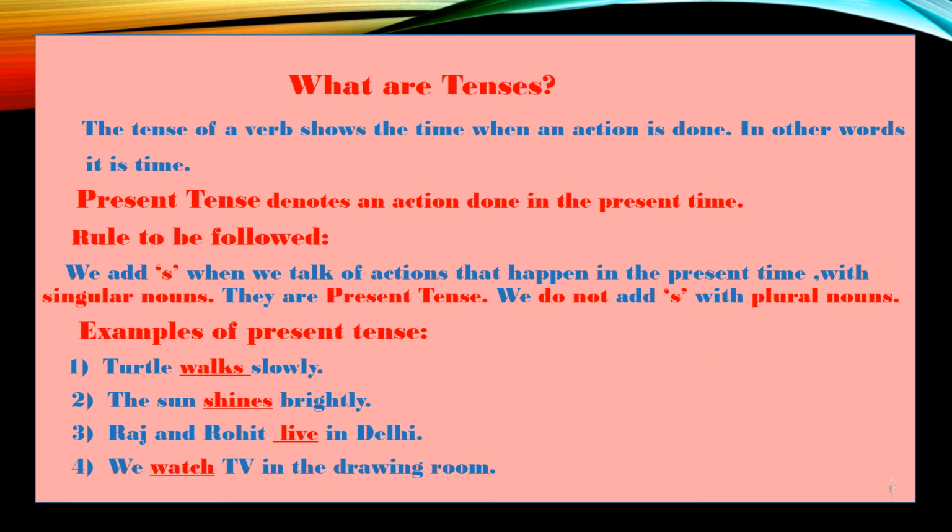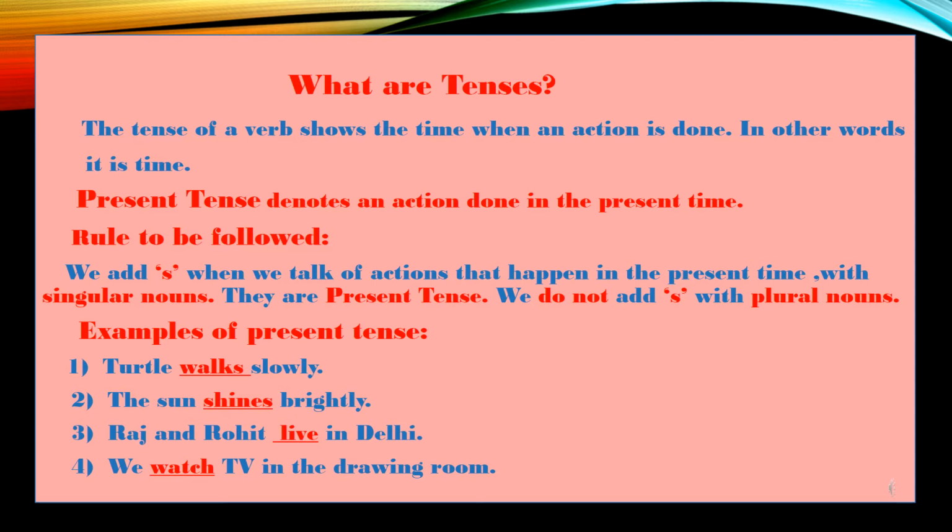Raj and Rohit live in Delhi. Now here children, I have not added s to the action word that is live. And why have I not added s? Because here I am talking of more than one noun. There are two people, Raj and Rohit. So I'm talking of two people. This is a plural noun. So when you talk of a plural noun, then the verb remains the same. You do not add s to it. Raj and Rohit live in Delhi.